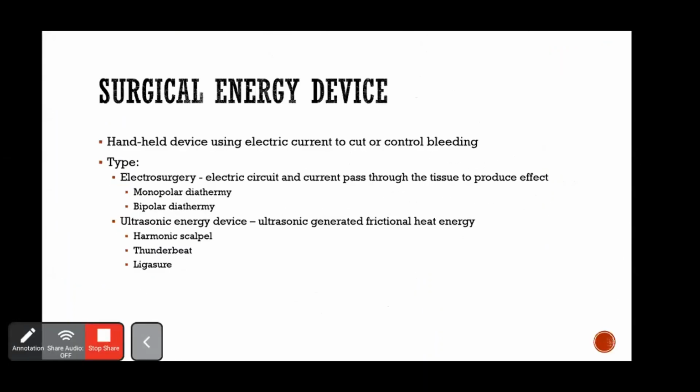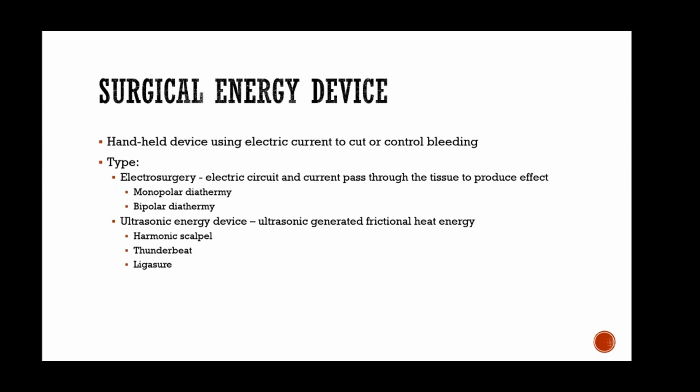Okay, so surgical energy device. What is a surgical energy device? It is a handheld device which uses electric current either to cut or control the bleeding. For this presentation, we will try to cover 2 types of energy device. The first one is electrosurgery, and the second one is the ultrasonic energy device.